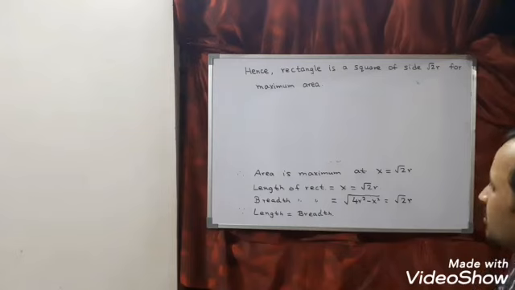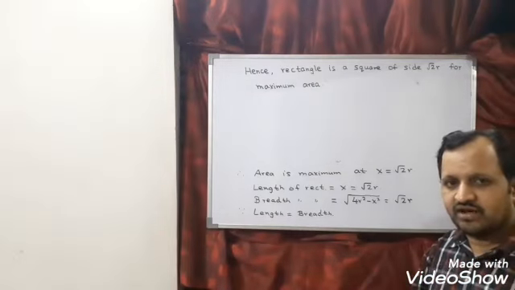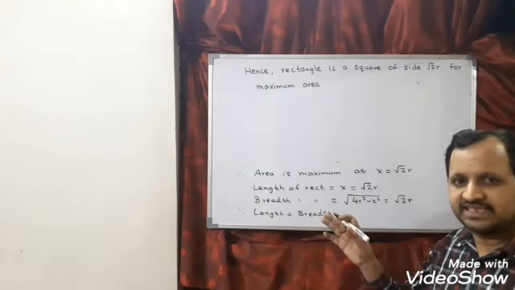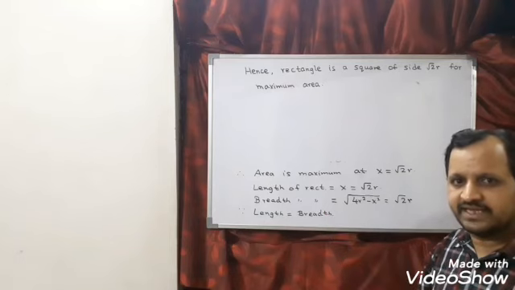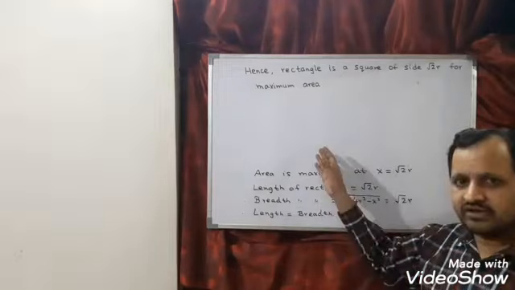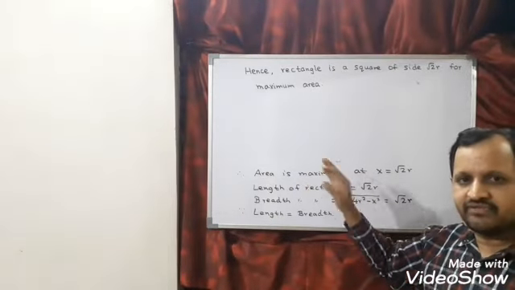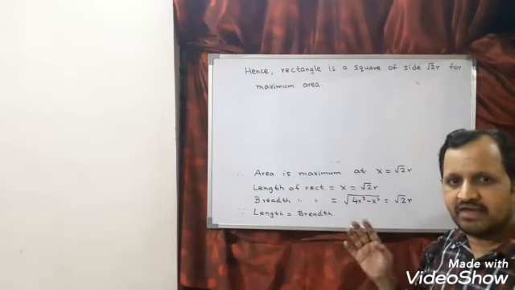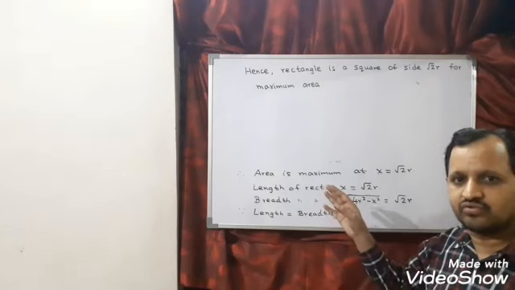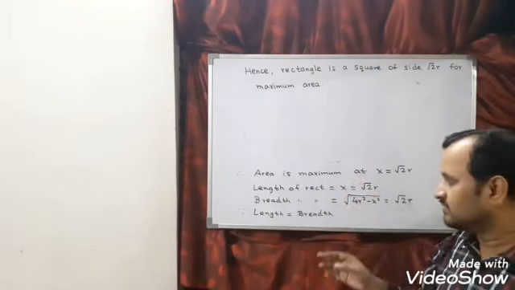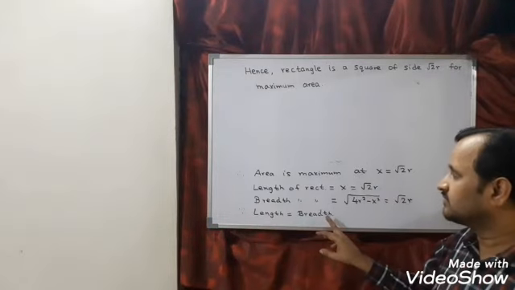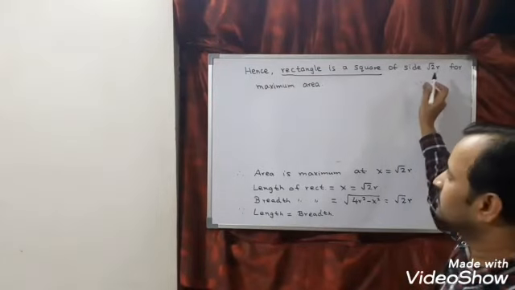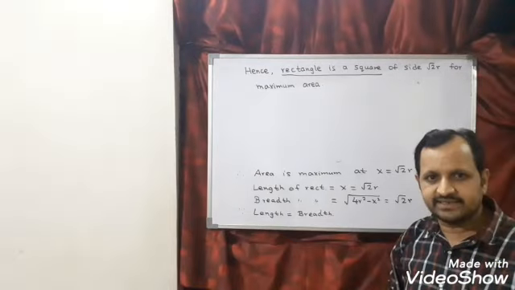Okay, I think it is clear. So what we did here is, first we found area of rectangle, then we found dA by dx, then for maximum or minimum area dA by dx is equal to 0 and we got x is equal to root 2r. Then we found second order derivative at x is equal to root 2r. Since in the question it is given maximum area, so second derivative at x is equal to root 2r came to be negative. So since length is equal to breadth, we can say that rectangle is a square of side root 2r for maximum area. I think it is clear.